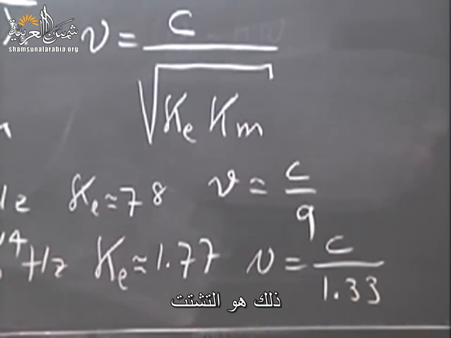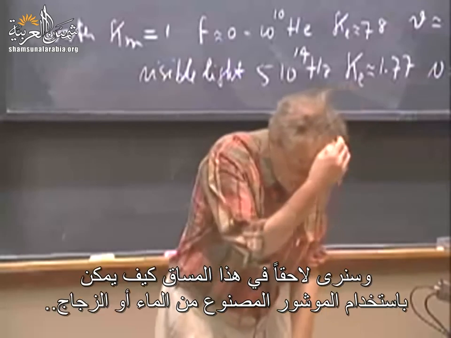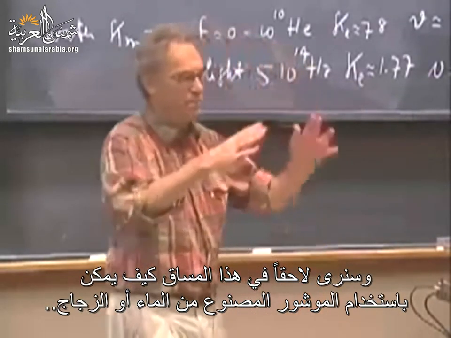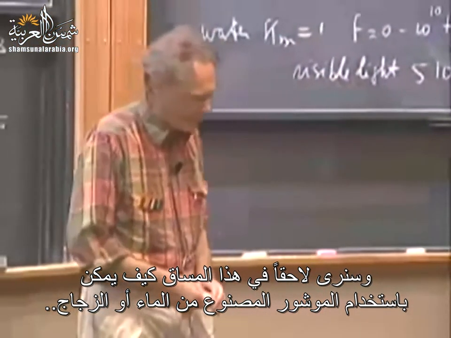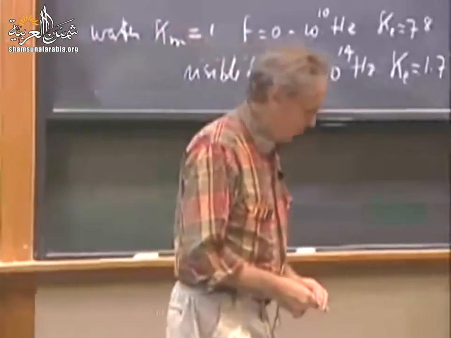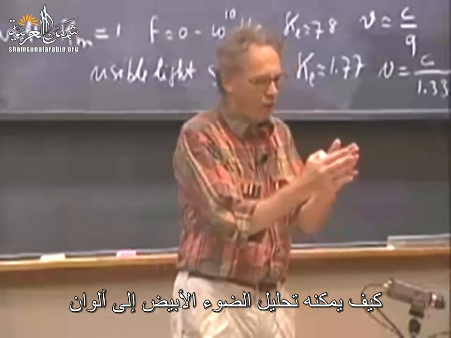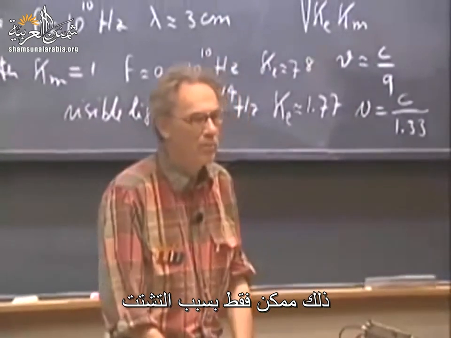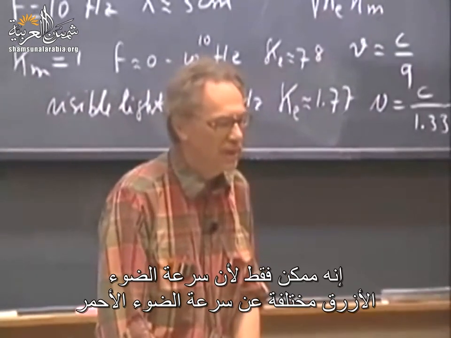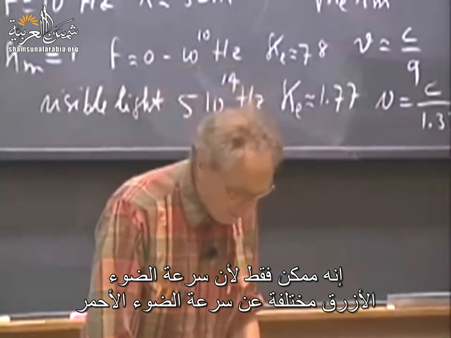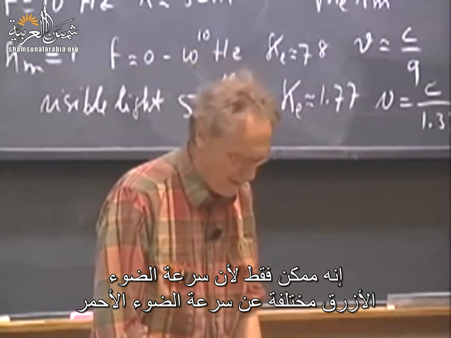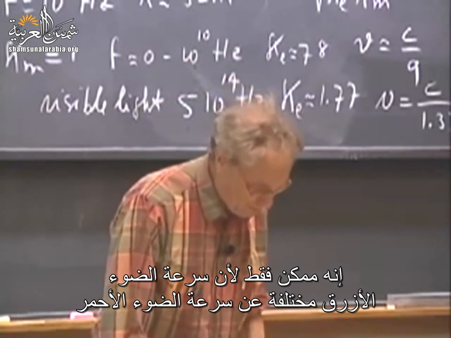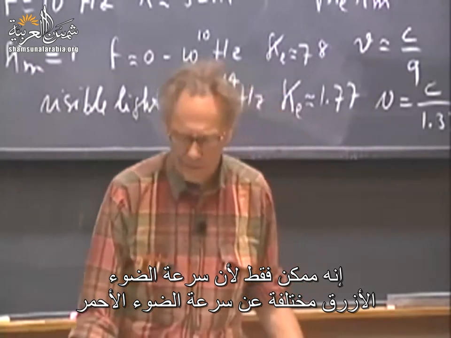That is dispersion. And later in the course, we will see how a prism made of water or made of glass makes it possible to decompose white light into colors. That is only possible because of dispersion. That is only possible because the speed of light for blue light is different from the speed of light for red light.